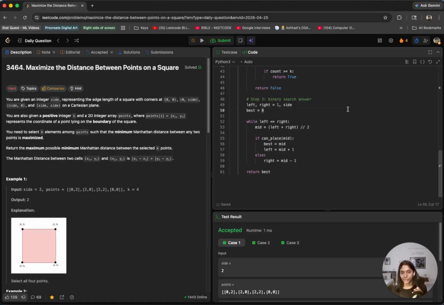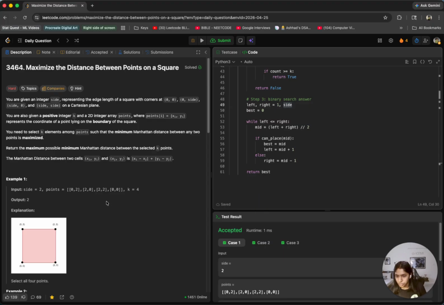And now I want to tell you exactly why. The value of left can be 1 because we're going to try to place at least one value here. And the right value will be side. And I'll tell you why. What we're trying to find with this left and right is that minimum distance that we have to maximize, right? Obviously the points have to be separated by some distance. That's why we've taken 1. We can't take 0 here. And I'll tell you why it's side.